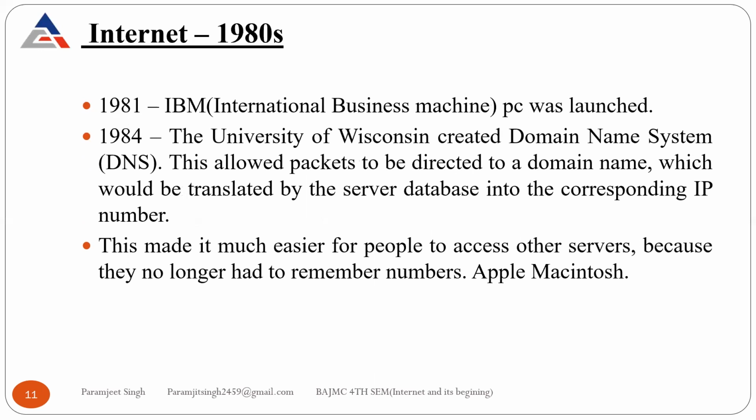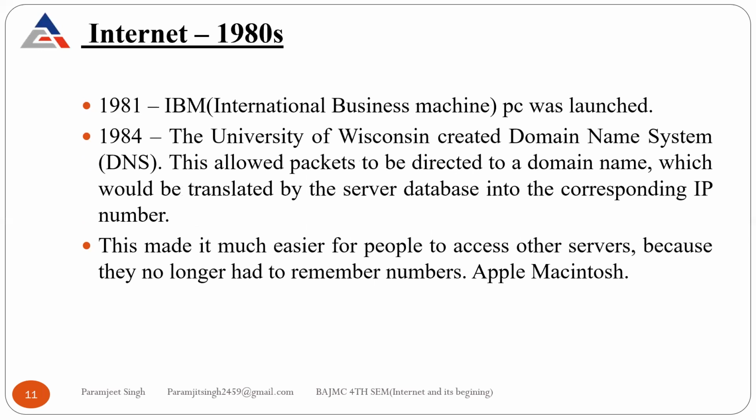So, the internet in the 1980s. The first one is 1981, the International Business Machines PC, launched by IBM, which was a very popular one. And in 1984, the University of Wisconsin created the Domain Name System, which is called DNS, and they allowed packets to be directed to a domain name, which would be translated by the server database to the corresponding IP.